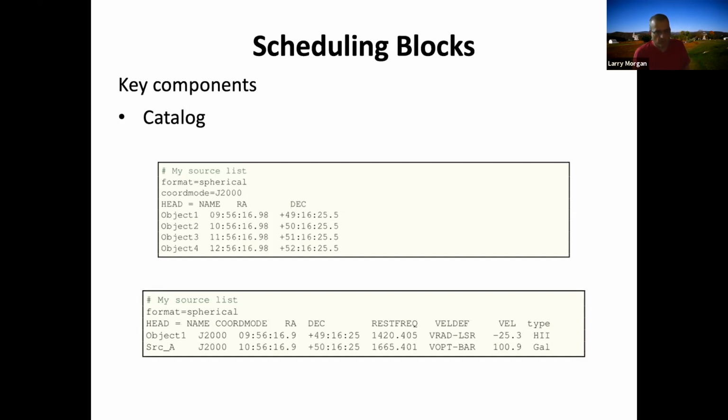As you can see in the slightly more complicated version below, we have a rest frequency, a velocity, a type of object, and you can access these parameters within your Astrid scripts, your scheduling blocks, to define certain things. So you can use that to automatically set your LO for the VLSR of your object, or you can use the type to cycle through types of objects in your observations, however you want to do it.